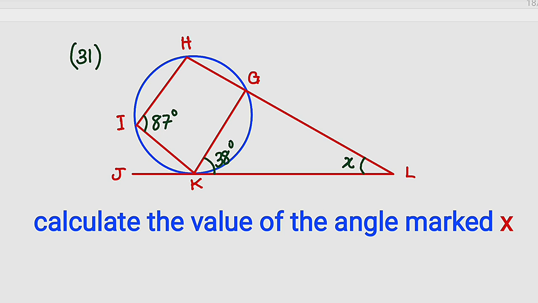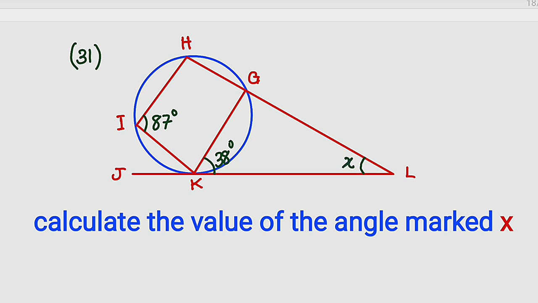You can see that question number 31 is under circle theorem. We are given a circle here, a cyclic quadrilateral. We have a tangent here. We have an extension here that connects the tangent and point H. We are asked to calculate the angle marked X. Why is it this one exactly?